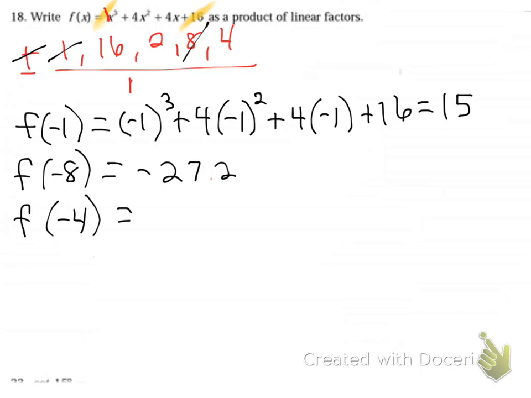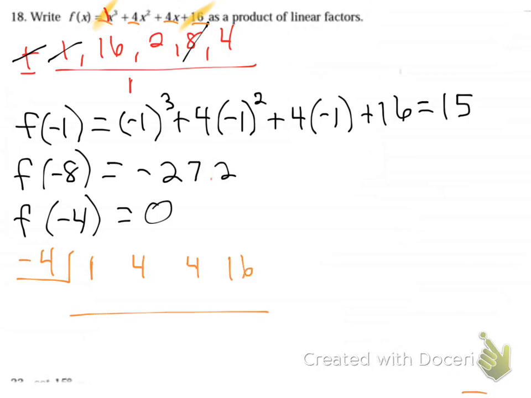When I plug in negative 4, I end up with 0. So f of negative 4 is definitely a factor. Now where do we go from here? You're going to use synthetic division. Okay, that's where you take the number that gave you a 0, and using your coefficients up here, making sure that I go in order from third power, second power, first power to no power. If I was missing one, I'd have to add in a 0.